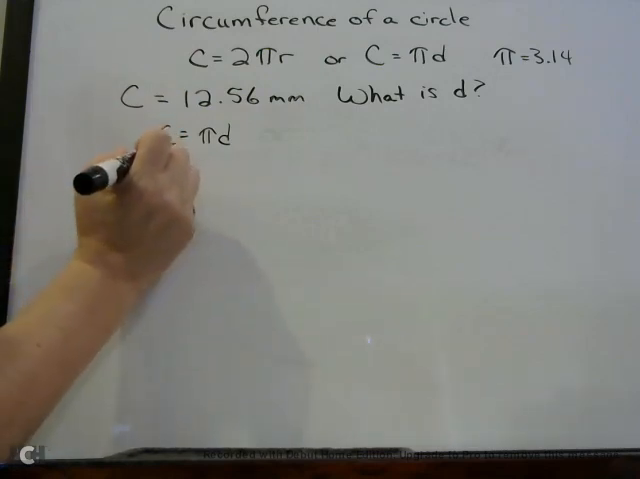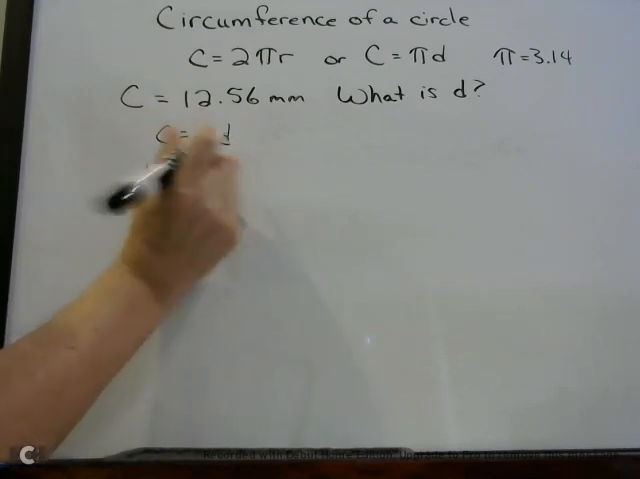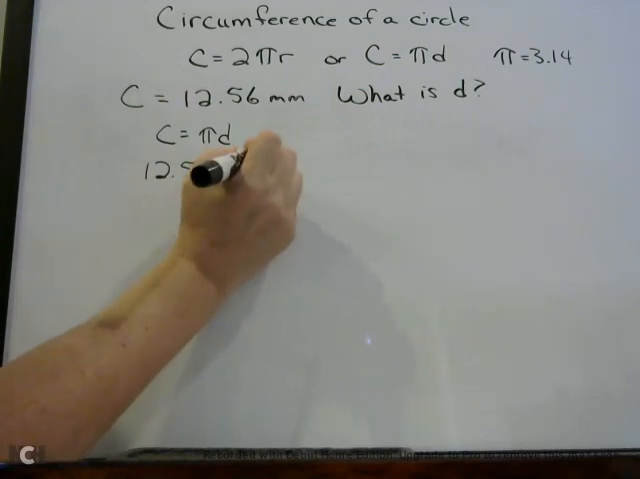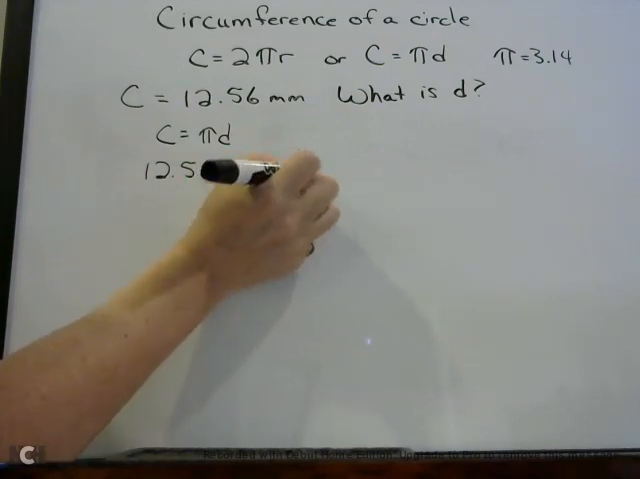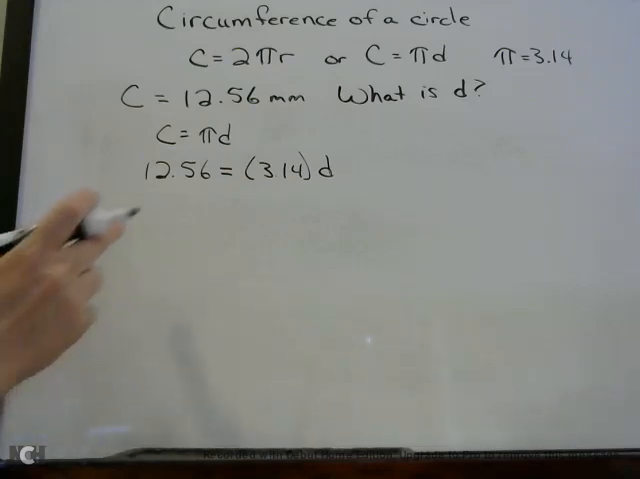So C, 12.56 equals pi, which is 3.14, times D. Now if you don't know how to solve this, this is just an algebra problem. You need to watch the video on algebra. So I'll just do it quickly.